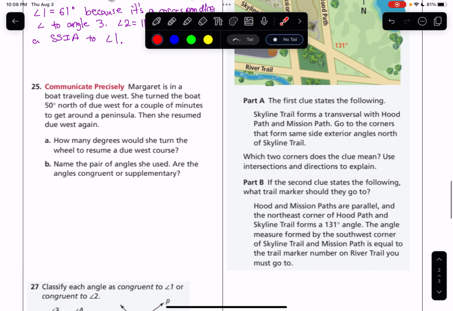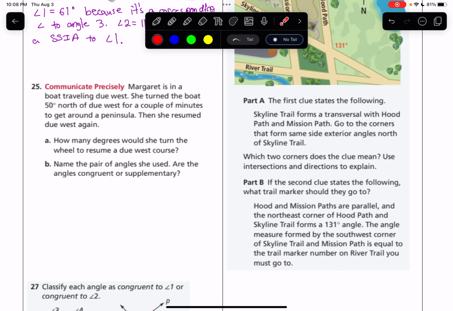25. Margaret is in a boat traveling due west. She turns the boat 50 degrees north of due west for a couple minutes to get around a peninsula. Then she resumed due west again. How many degrees would she turn the wheel to resume a due west course?